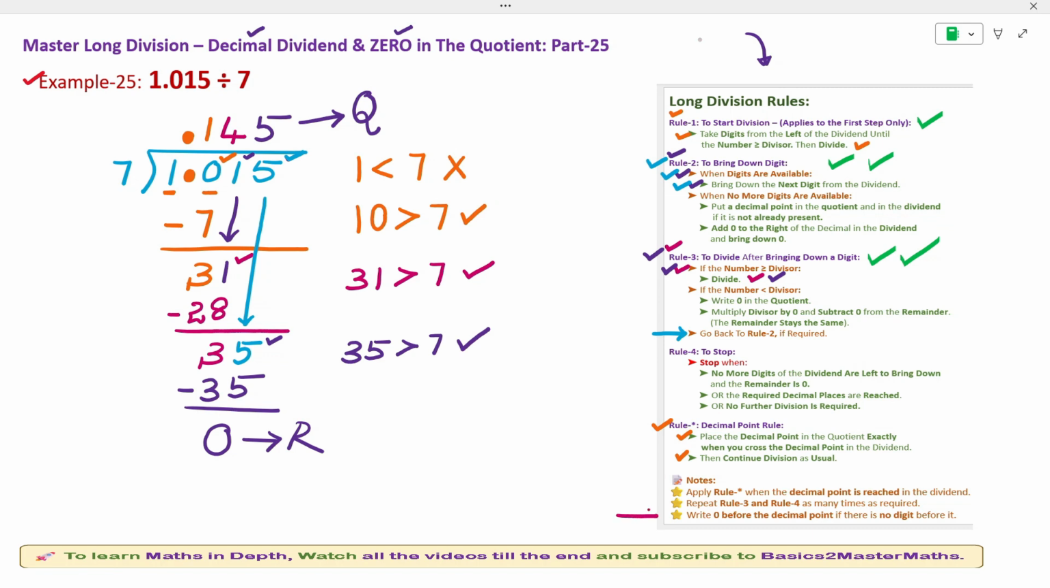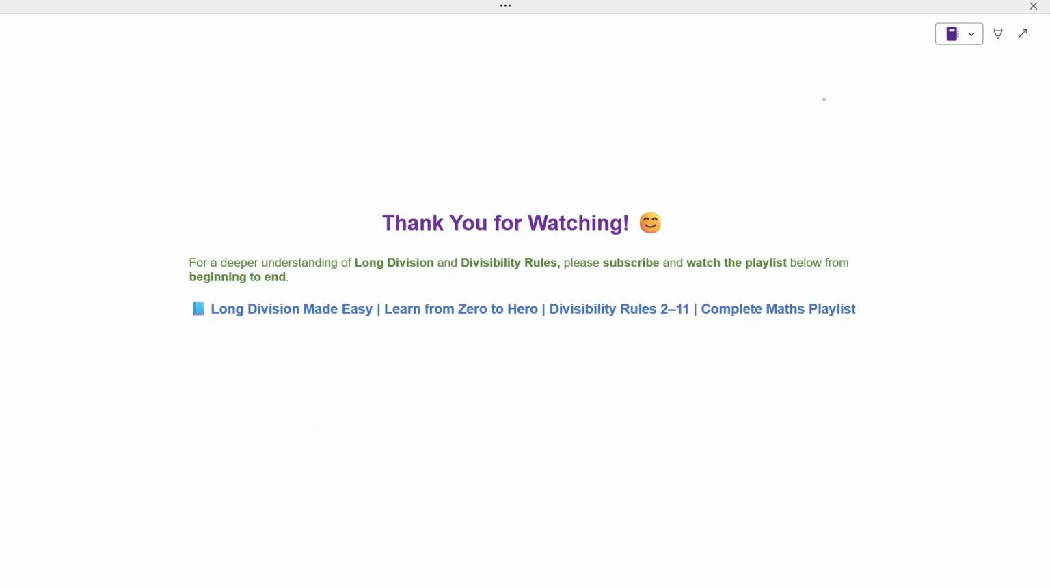Observe, please make a practice of writing 0 before the decimal point if there is no digit before it. Also, the division is complete because no more digits of the dividend are left to bring down, and the remainder is 0. Got it?